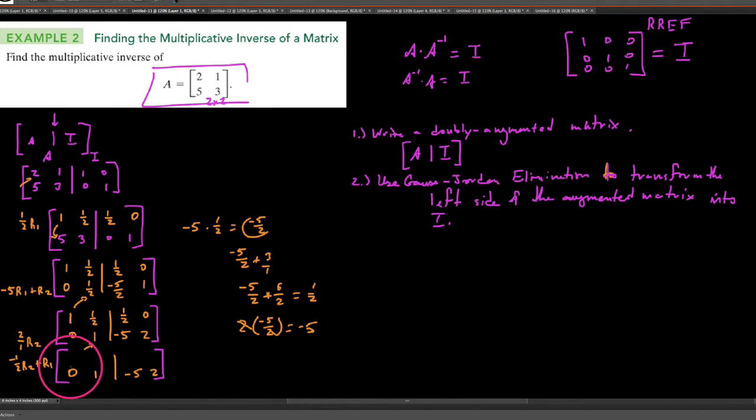And on the left side here, let's see. If we took negative a half times 0, it'd be 0. 0 plus 1 is 1. And if we did negative a half times a 1, that'd be a negative a half plus a positive a half is a 0. So now we've gotten our identity on the left.